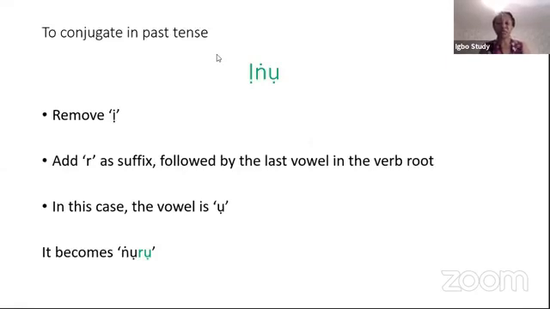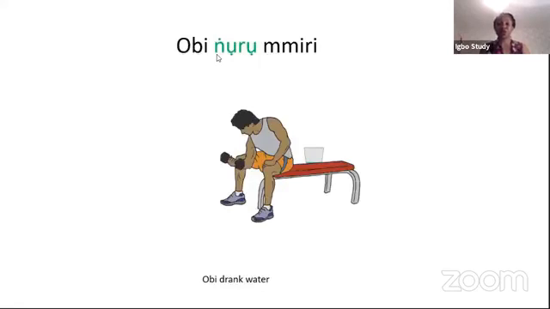So to do the past tense, you remove the E as well. In this case, you don't put anything in front, but at the back, you put R, followed by the last vowel in the root verb, which is O. So if you look, the last vowel was O, and if you put it there, you will get ngoro. Ngoro, that's the past tense of this verb, ingo. So look at your example here. Obi ngoro mmiri. Obi drank water.